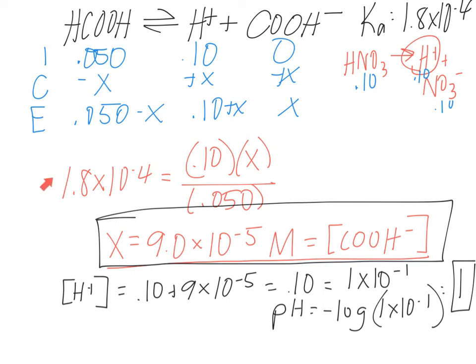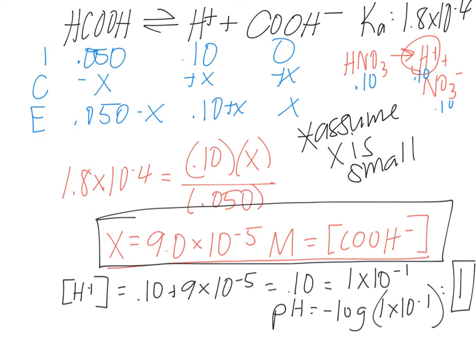I set up the Ka expression. Ka is equal to products over reactants. Ooh, I forgot to make one key note here. Assume X is small. That's going to be important because I can assume X is small, so I can use 0.1 and 0.05. When I solve for X, again, label it, make sure you know what that represents. X is equal to 9.0 times 10 to the negative fifth. I use two significant figures because both concentrations, 0.050 and 0.10, are both two significant figures. So 9.0 times 10 to the negative fifth molar is equal to the formate ion concentration.